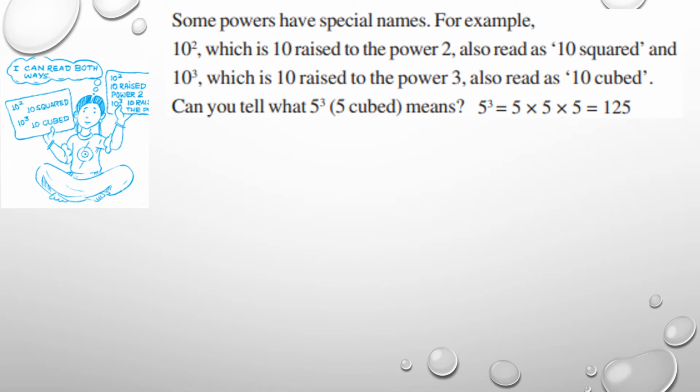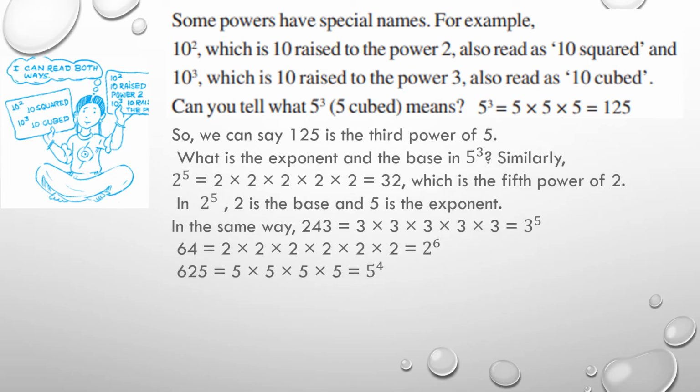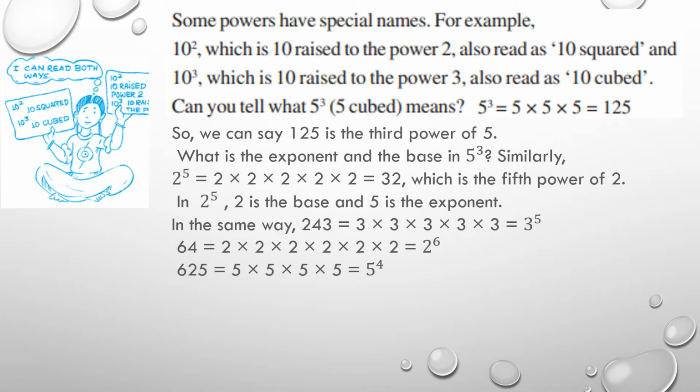Some powers have special names. For example, 10 raised to the power 2, also read as 10 squared, and 10 raised to the power 3, also read as 10 cubed, like that. Can you tell what 5 cubed means? That is equal to 5 into 5 into 5, which is equal to 125. So we can say 125 is the third power of 5. What is the exponent and base of 5 cubed? You know that 5 is the base and 3 is its exponent.